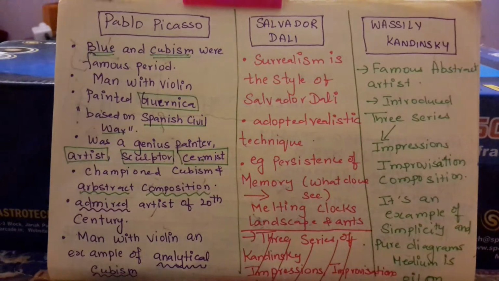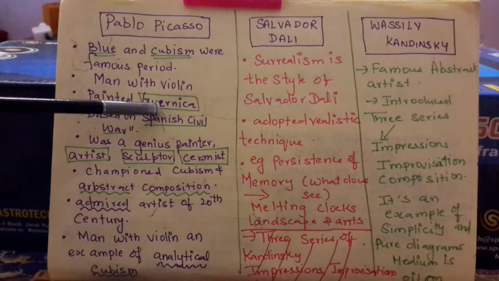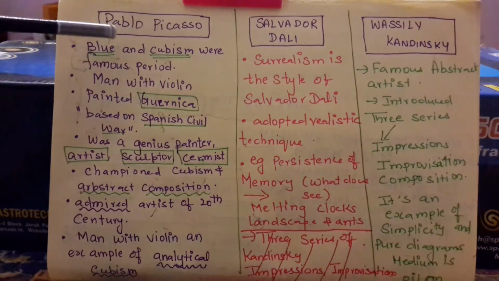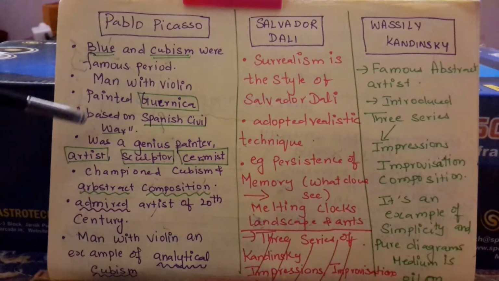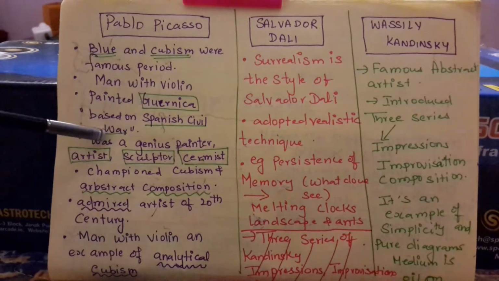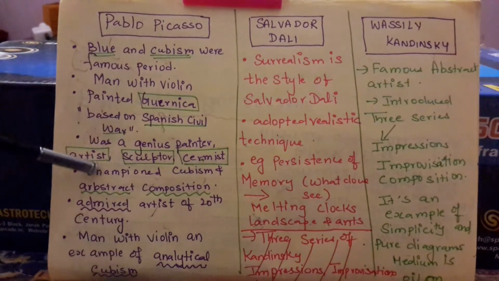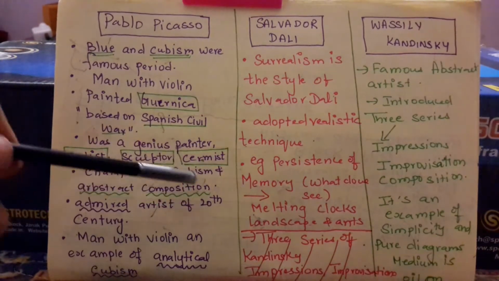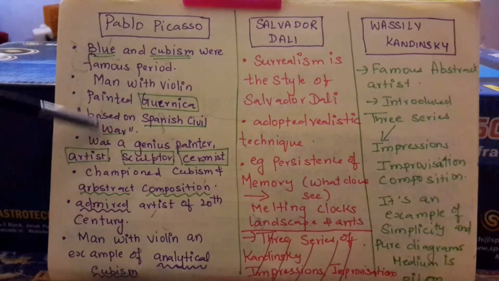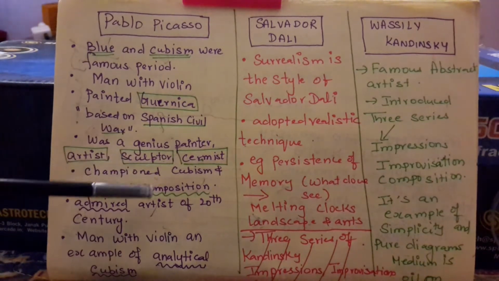So the key aspects for Pablo Picasso are Blue and Cubism, and the paintings Man with Violin and Guernica. Guernica was based on the Spanish Civil War. And if you have to mention a little more detailed fact about Pablo Picasso, we can add the detail that he is a genius painter. He was an artist, sculptor, and ceramist all together. All of these keywords that are highlighted in green go into writing about Pablo Picasso. And he championed Cubism along with abstract composition.